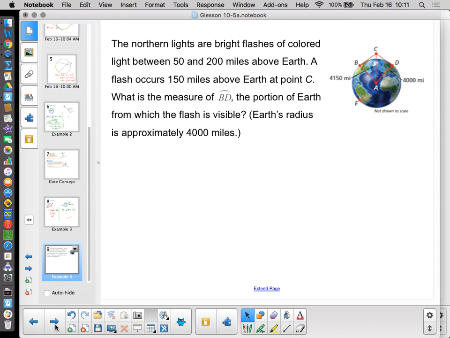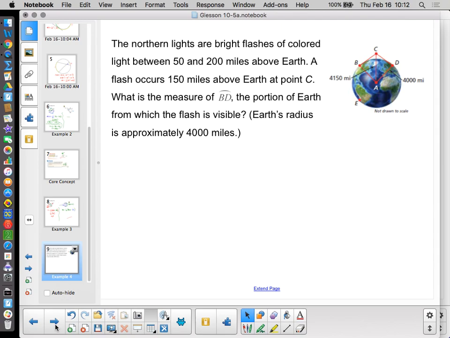One final example today, and it's kind of an application. The northern lights are bright flashes between 50 and 200 miles above the Earth's surface. A flash occurs 150 miles above Earth at point C. What is the measure of arc BD, the portion of the Earth from which the flash is visible? The Earth's radius is approximately 4,000 miles.